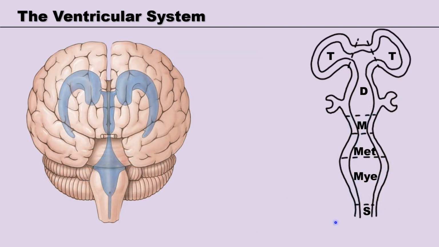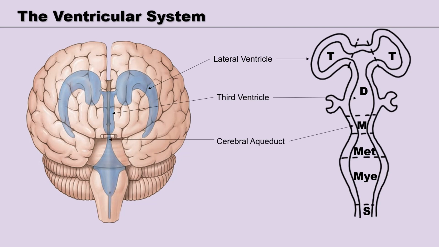This image on the right should look familiar from the introduction of neuroanatomy video, in which we looked at the development of the CNS, and it is also relevant for showing where the ventricles developed. The lateral ventricle developed from the telencephalon. The third ventricle developed from the diencephalon. The cerebral aqueduct is formed from the mesencephalon, whilst the fourth ventricle is formed from the metencephalon and myelencephalon, and the central canal continued down into the spinal cord.